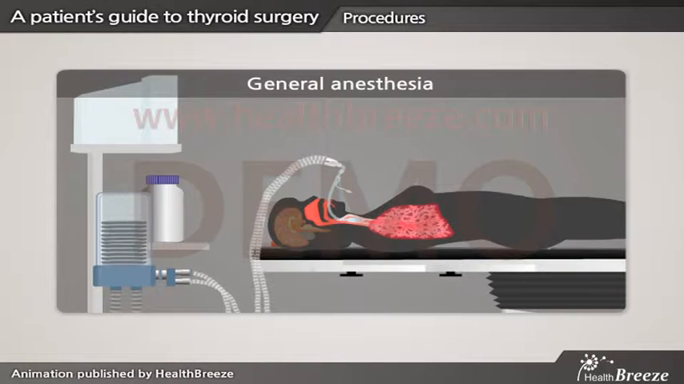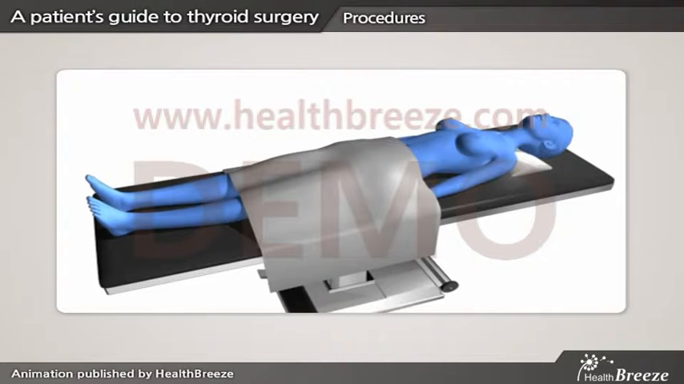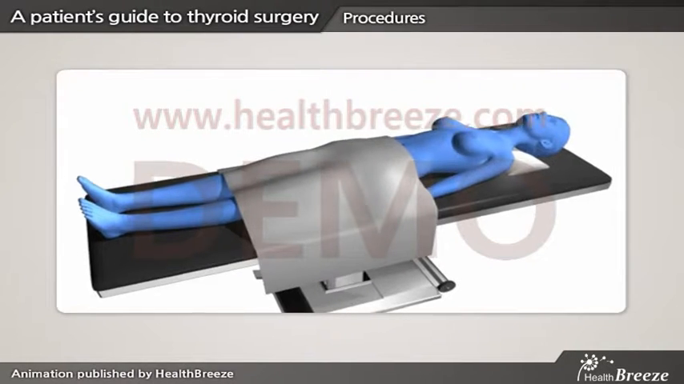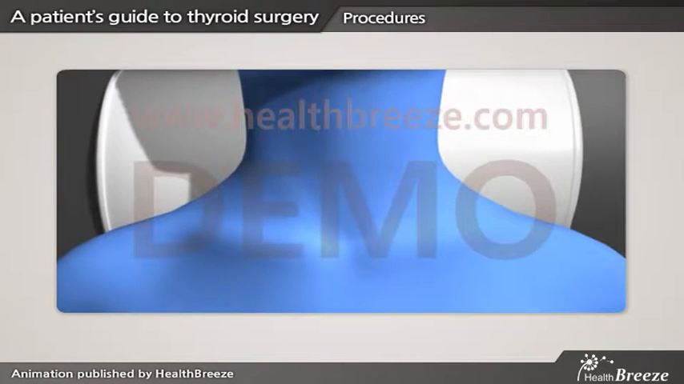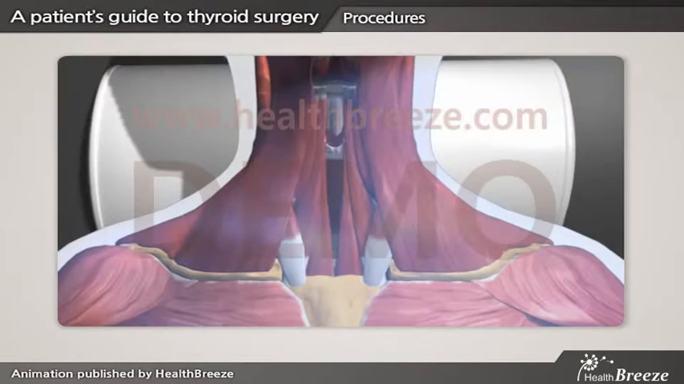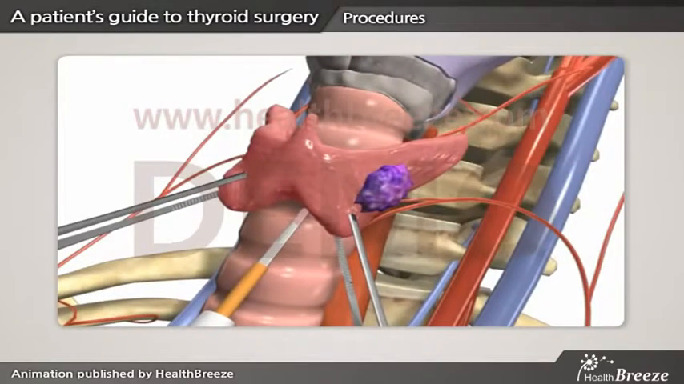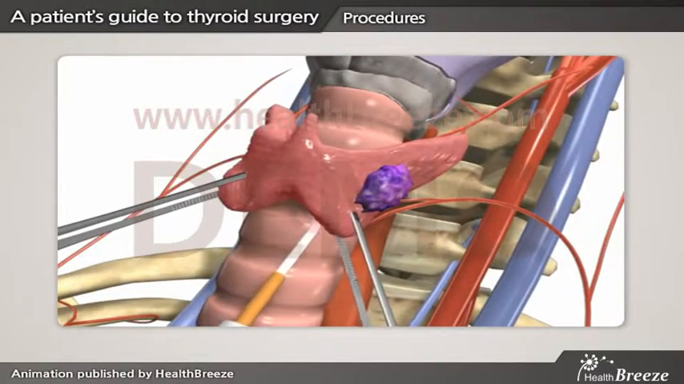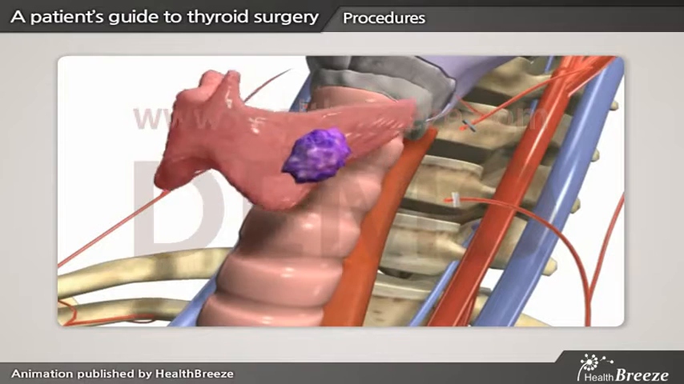Thyroid surgeries are performed under general anesthesia. Once the anesthetics are administered, the patient is positioned for the surgery and skin is prepped and draped in a sterile fashion. Thyroid surgery is typically performed via a low neck incision. Once the thyroid gland is exposed, the gland is carefully dissected off from the surrounding tissue and blood vessels.